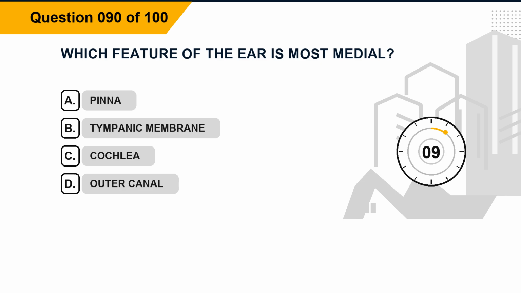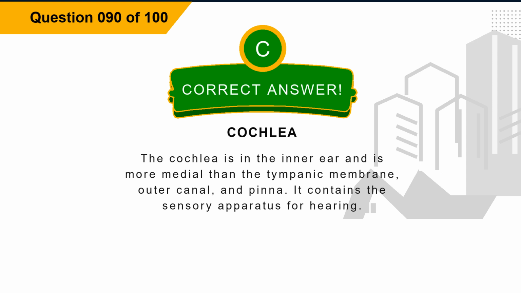Question 90. Which feature of the ear is most medial? Option A, pinna. Option B, tympanic membrane. Option C, cochlea. Option D, outer canal. The correct answer is option C, cochlea. Explanation. The cochlea is in the inner ear and is more medial than the tympanic membrane, outer canal, and pinna. It contains the sensory apparatus for hearing.